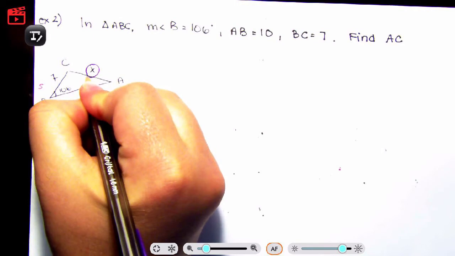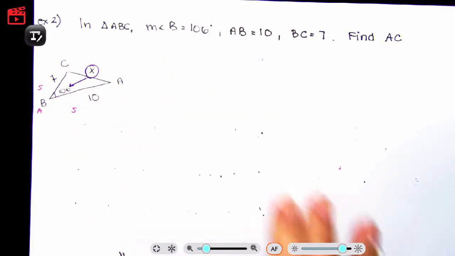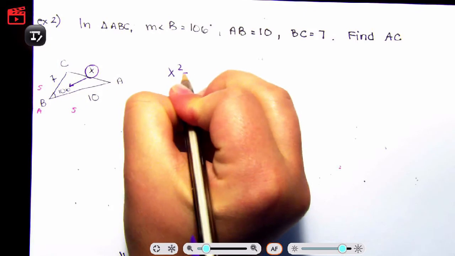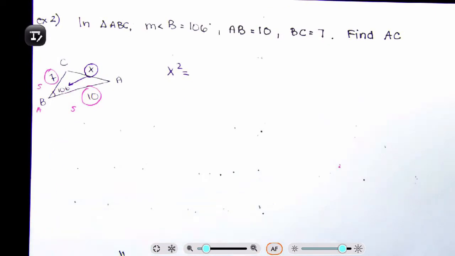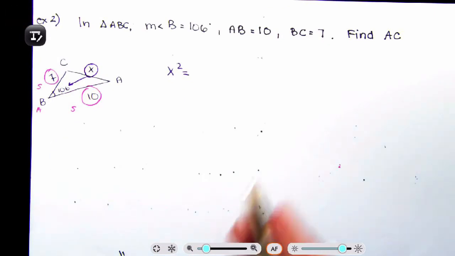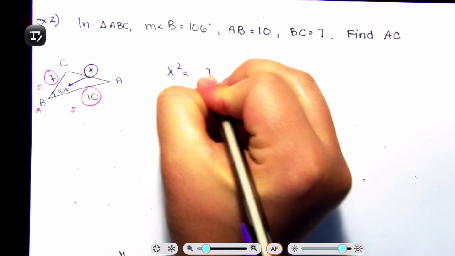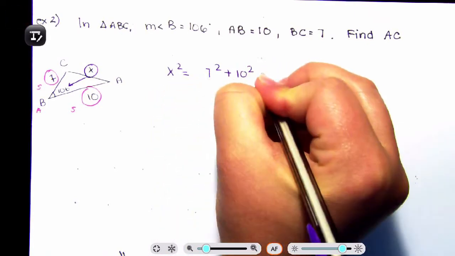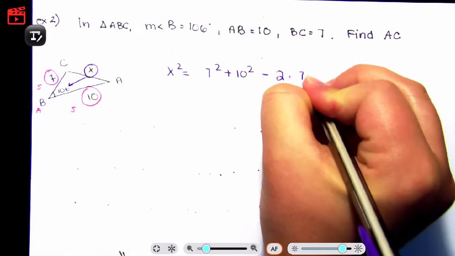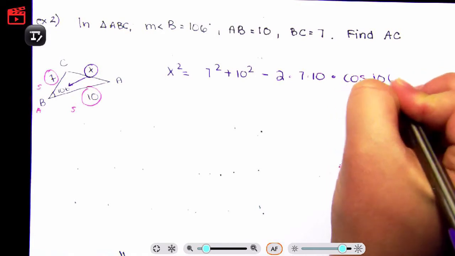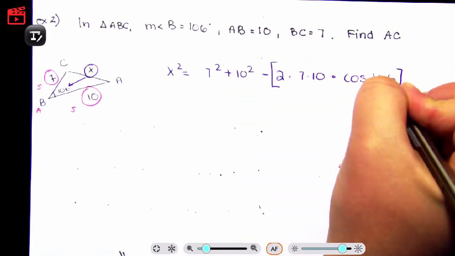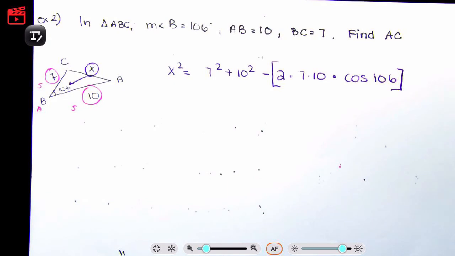Here is your side that's unknown. Across from it is the given angle, which is what we need. So we have x squared is equal to the other two sides, whatever they are, on each side of your angle: 7 squared plus 10 squared. We're going to subtract 2 times 7 times 10 times cosine of that angle, in this case 106. Make sure that you understand that all of this is multiplication, so it's being grouped together. 7 squared plus 10 squared is 149.